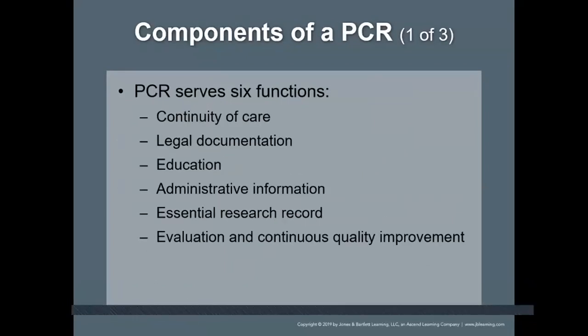Components of a PCR. A PCR serves 6 functions. It can be used for continuity of care. It is a legal document. It can be used for educational purposes. So let's say you're getting only certain types of medical emergencies. It can be used to improve skills for that specific emergency, or it can be used to say, okay, these are the common emergencies, let's work on the uncommon ones. So it can be used as an educational tool. It is a source of administrative information. It is used for research. It is used to evaluate and continually improve the system.